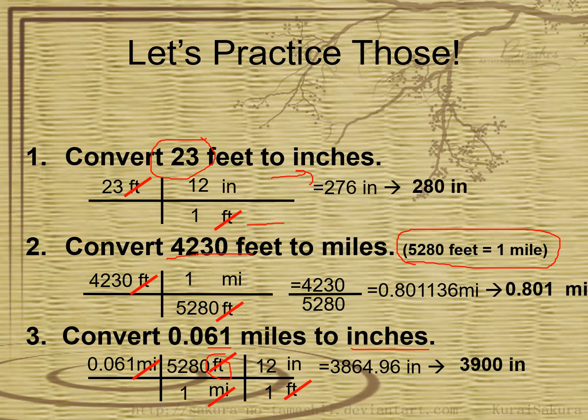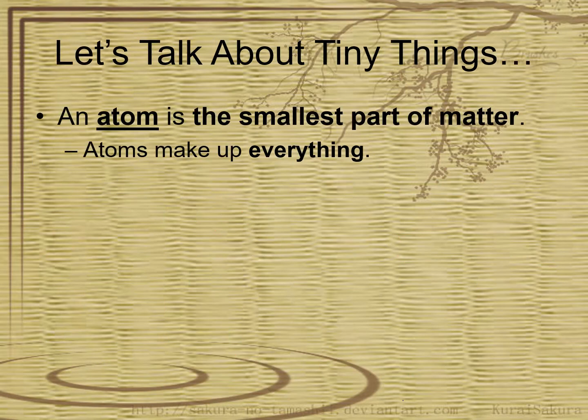3,900 inches. All right, so let's remind ourselves of some terms that we've had earlier in chemistry, but let's just kind of redefine them. An atom is the smallest part of matter, and they make up everything. Everything that we deal with every single day is made up of atoms. So you have chemistry in your life every single day.